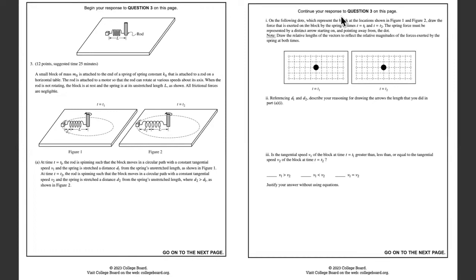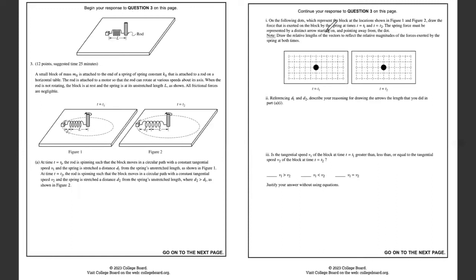At time t equal to 1, the rod is spinning, circular path, constant velocity, and a stretch distance d1. Time 2, different velocity, different distance stretched. Okay, greater distance stretched, in fact. All right, so that would have to mean that you have a greater radius, which I presume is going to be important.